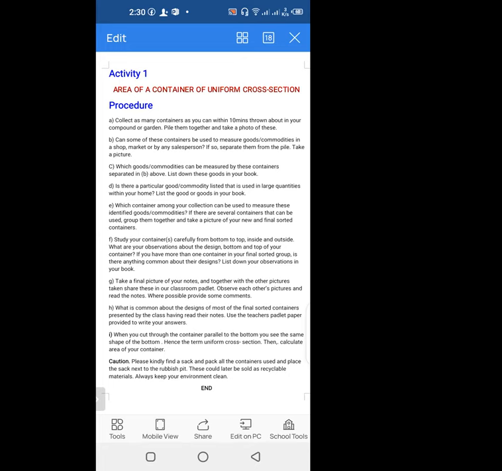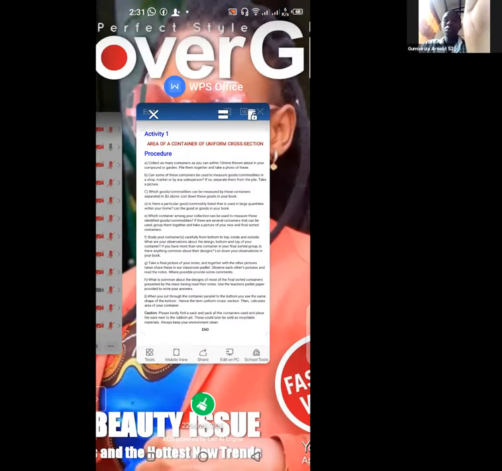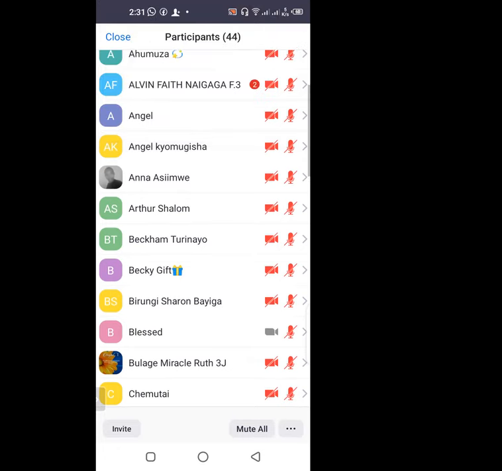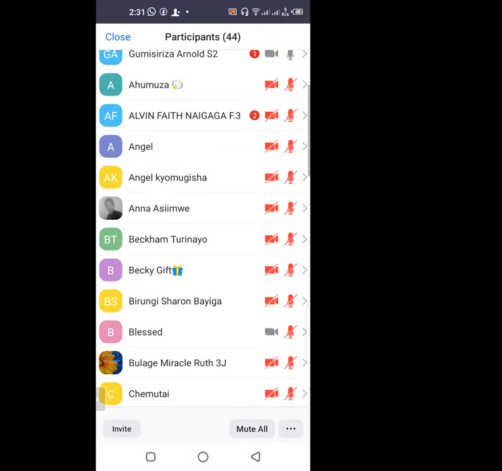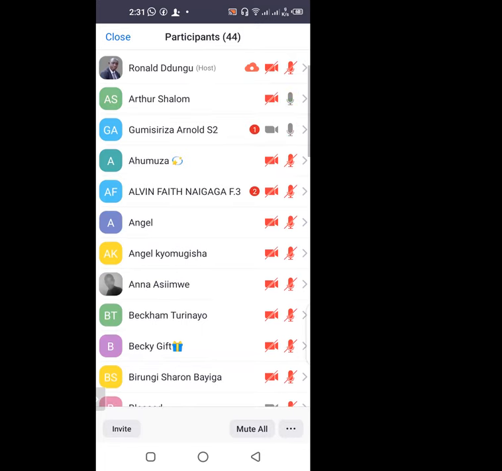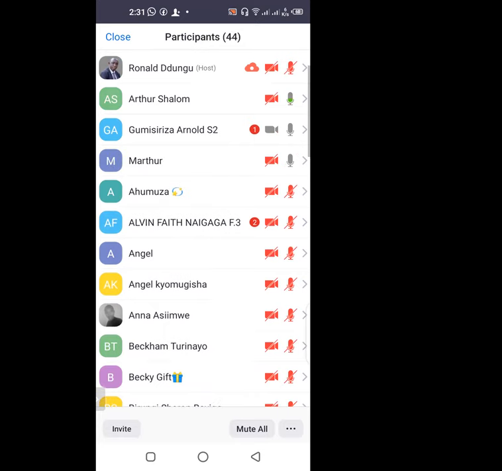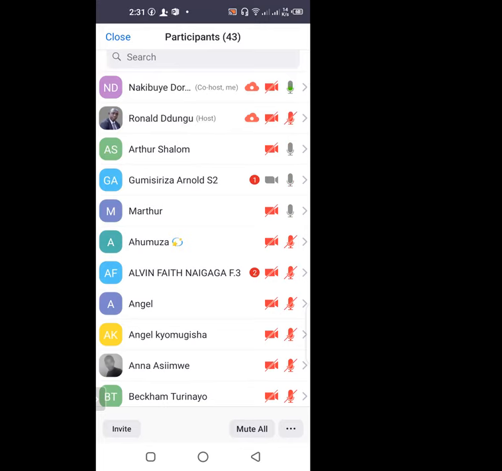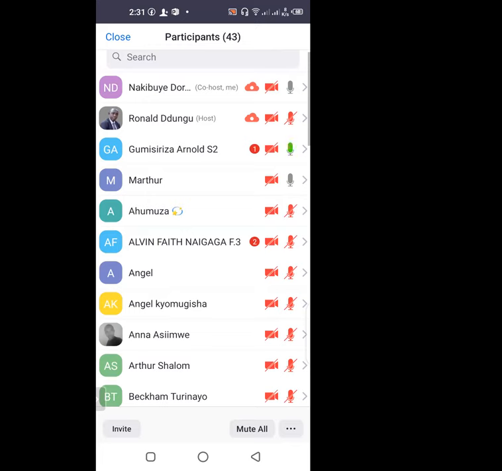So I'm giving you 2 minutes to take a picture of those containers used in shops, supermarkets, and on streets. Yes, Arthur Sharon, can you unmute yourself? Arthur Sharon. Yes. Have you done that procedure? Have you taken a picture? No, not yet. Okay, I'm giving you just 5 seconds. Miss Riza, can you tell me? Yes. Which question are you having?